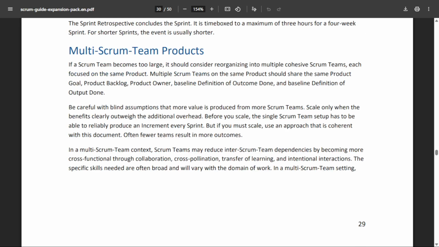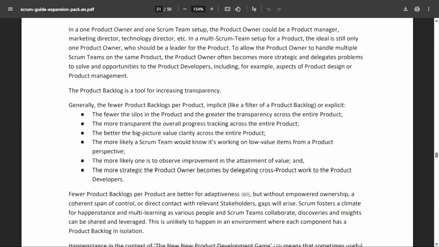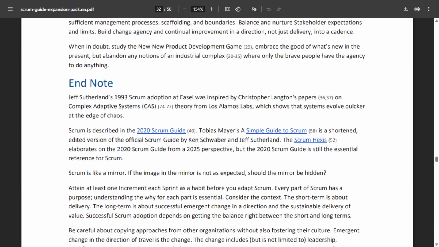Also here we have the concept of multi-Scrum team products. Now this could be extremely helpful for those who are thinking of needing to somewhat scale. If a Scrum team becomes too large, it should be considered reorganizing into multiple cohesive Scrum teams, each focused on the same product. So here we talk about when many teams work on one product, they should align on a single product goal and vision. And then we should manage dependencies intentionally. We should ensure increments integrate seamlessly to avoid many waterfalls, and we should use coordination forums, but we should avoid bureaucracy. And that is all here, page 30, and all the way down.